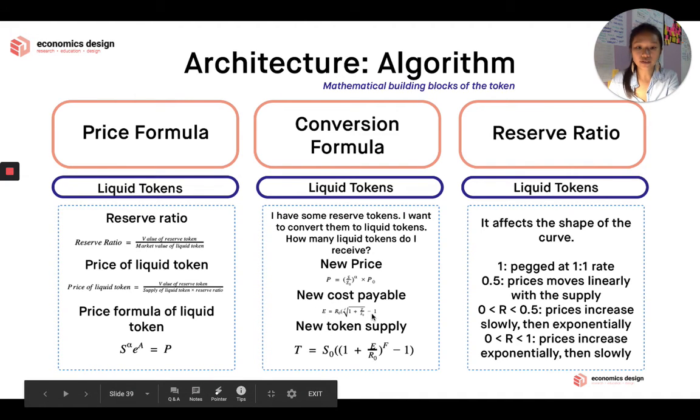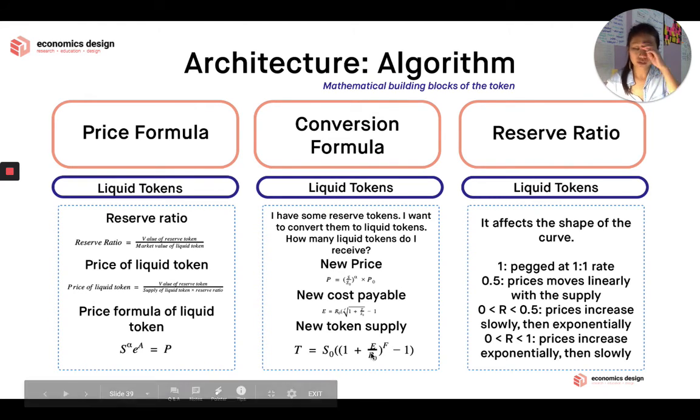And based on this, you rearrange. You make T the subject and you move everything to the other side, and you get this function. So this is the new supply. It's S0, as in the old supply, times 1 plus E, where E is the reserve token, so like E is DAI, over R0, the previous market value of all the DAI available in the reserve token, to the power of F, where F is the exchange rate, so it could be 0.5, and minus 1. So this is the new token supply.